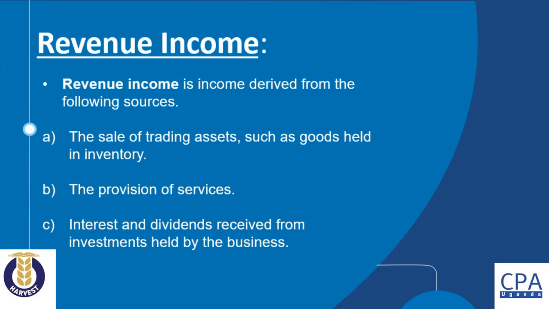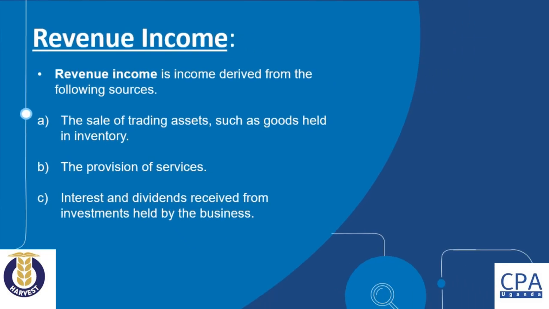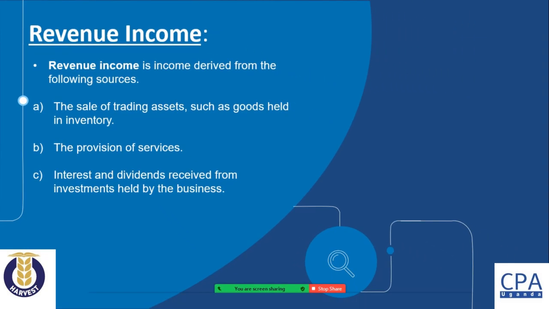and revenue expenditure that has been incurred on current assets like inventories, purchases. If you purchase, you write off debts, the receivables and so on.